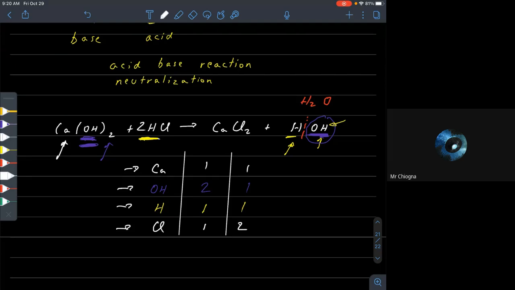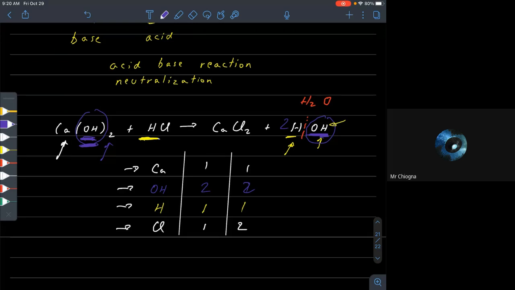Actually, no. Here's a quick way. Here's the trick. The trick is this. Balance the OHs and the H's. They have to be the same on both sides. There have to be as many H's as OHs. So if there's 2 OHs on the left, there has to be 2 on the right. Put a 2 in front.